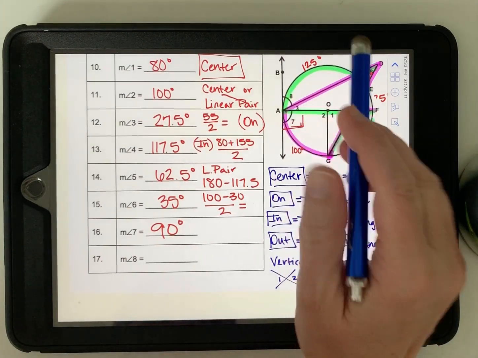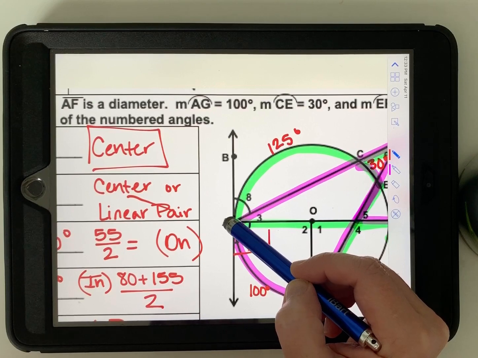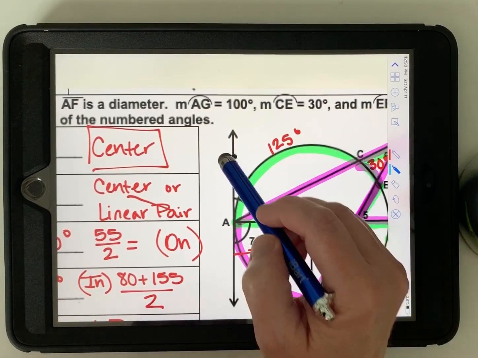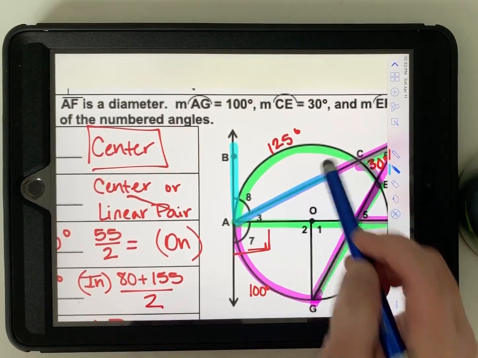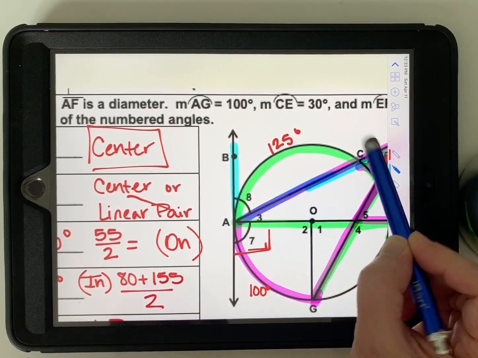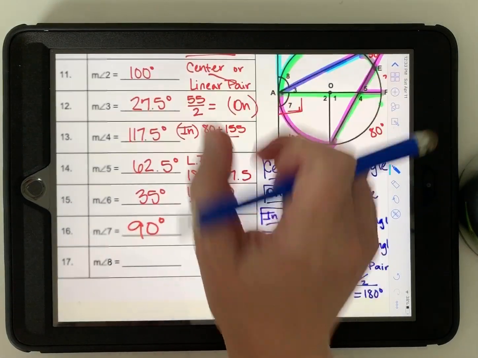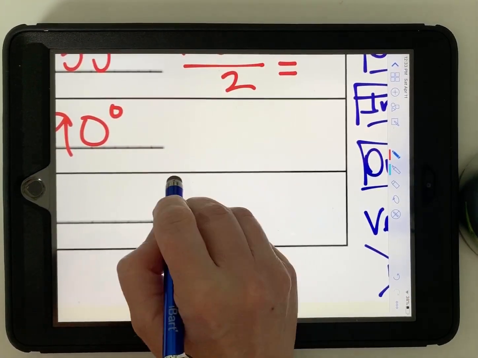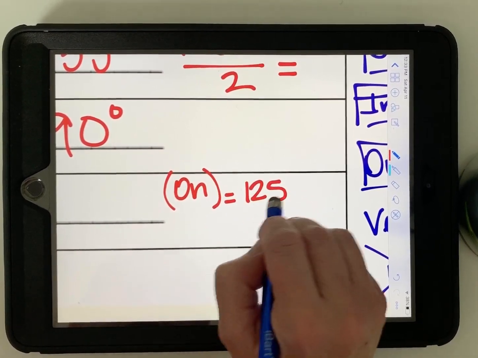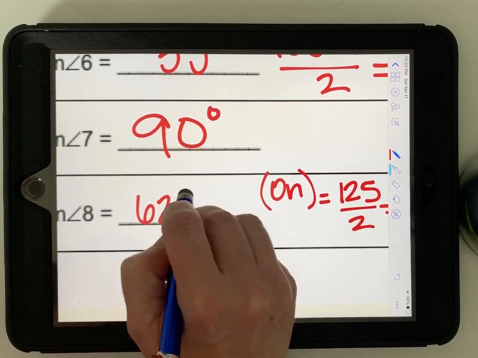Last one here, angle 8. So angle 8, we can see is an angle that is on the circle. Let me highlight with a different color here. Angle 8 is on the circle. And so if it's on, remember, arc divided by 2, we can see that angle 8 opens up to this angle here, that 125. So all we have to do for that one, so I'm going to write on, remember what formula, and we can say 125 divided by 2, and that gives me 62.5 degrees.